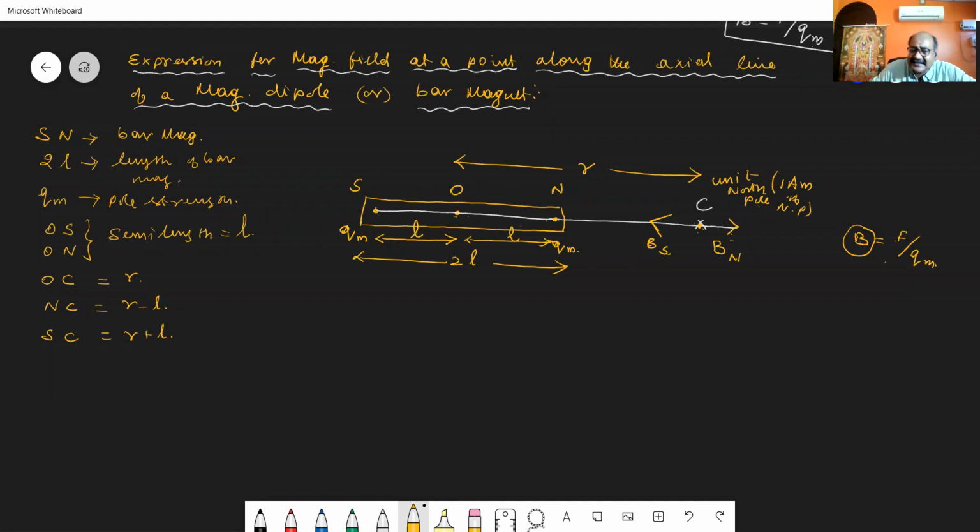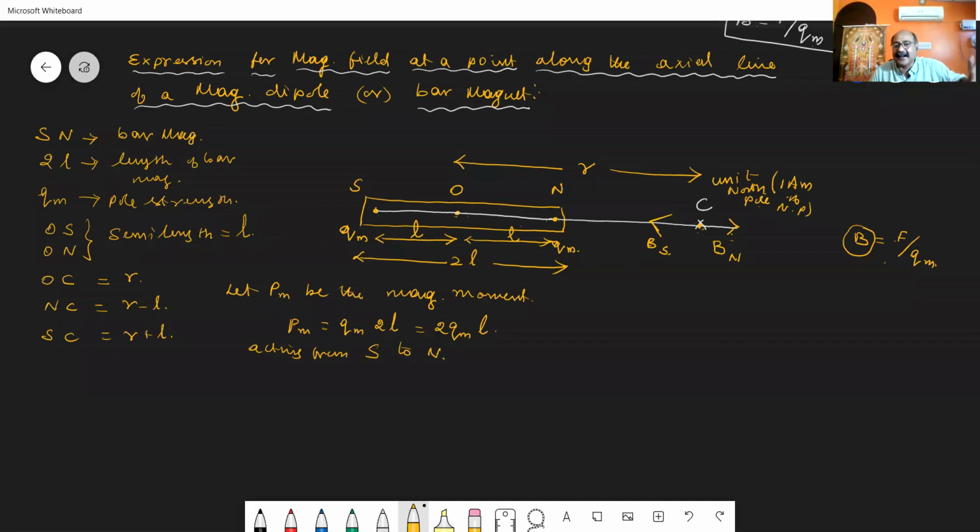And also let Pm be the magnetic moment. If Pm is the magnetic moment, then what is the value of Pm? It is one of the pole strengths multiplied with the distance. The pole strength is Qm and the distance of separation is 2L. So I can write Pm equals 2 Qm L. In what direction will it act? Acting from south pole to north pole. Let us consider all these as an introductory part.